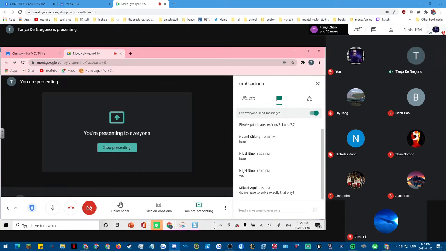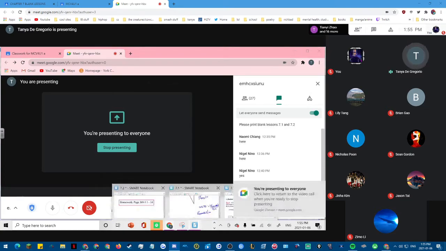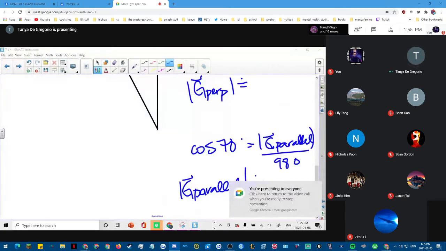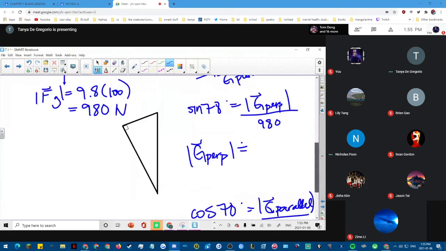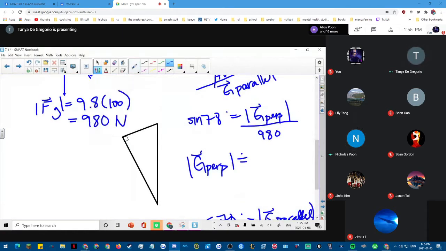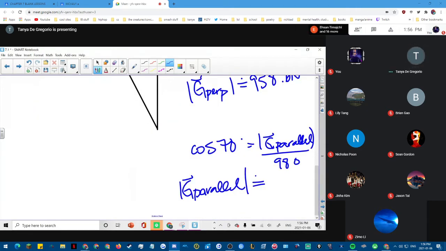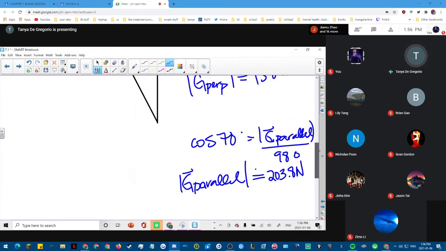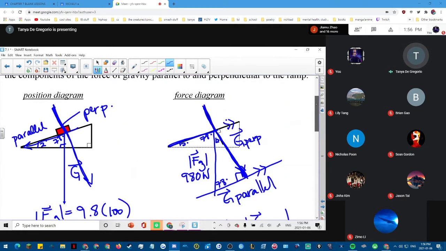Okay, I'm back. All right, so what did we get here, guys? What was this force? G perp is 958.58 newtons. Good. And the parallel force was 203.8. So guys, again, very simple math. It's just a matter of learning how to do your force diagrams.